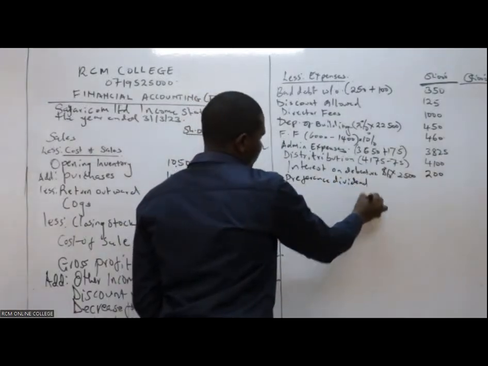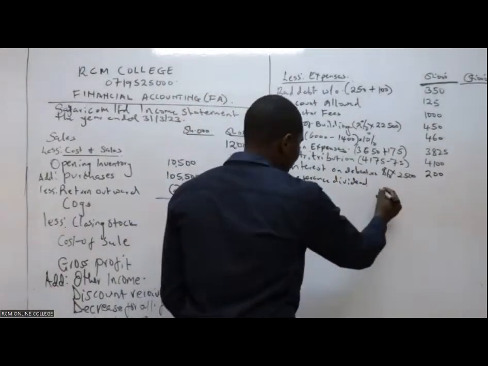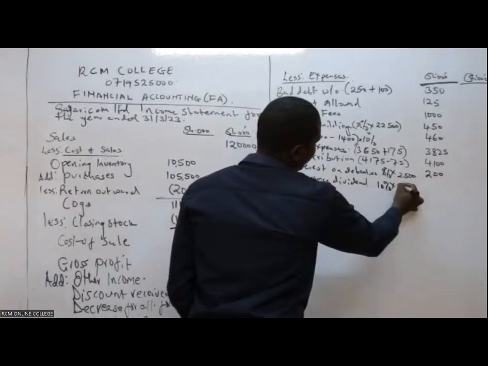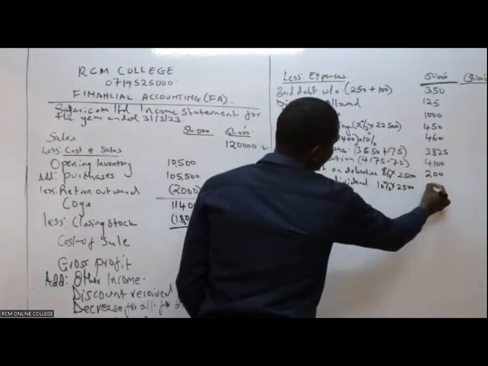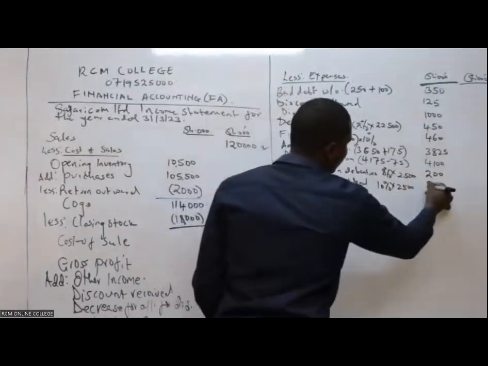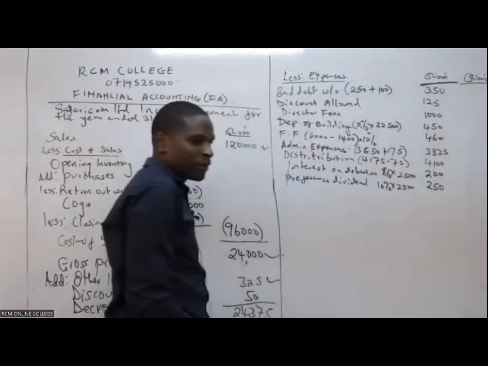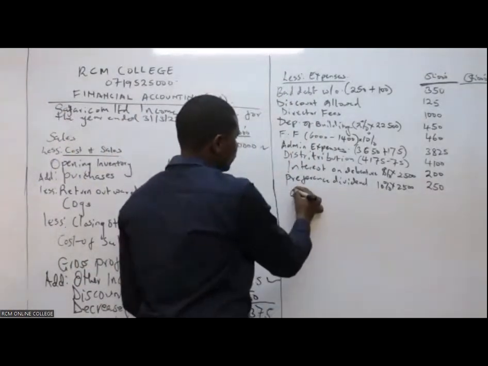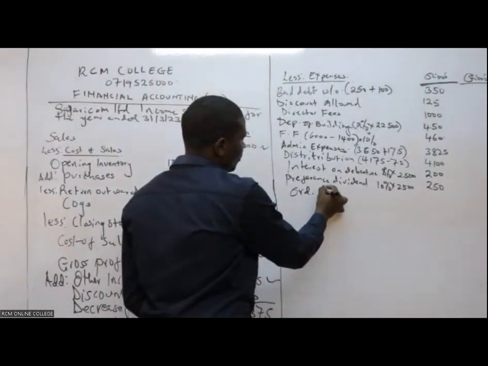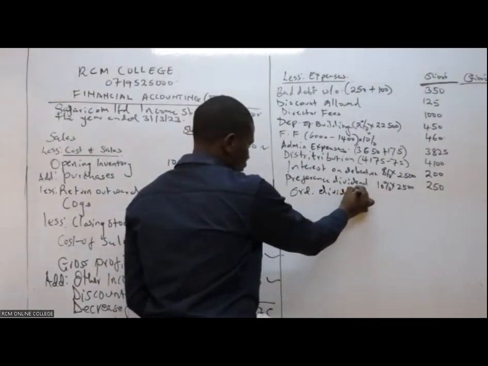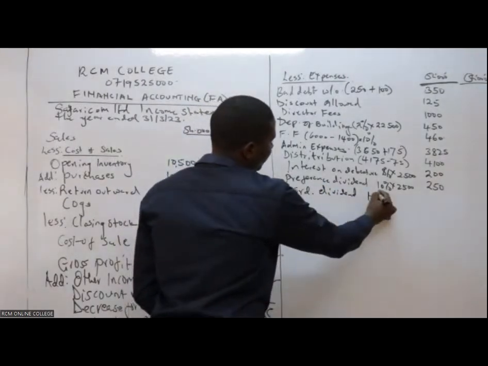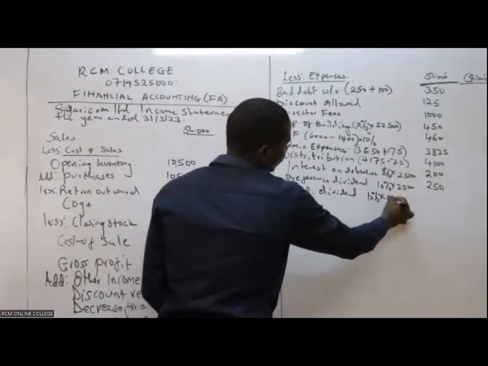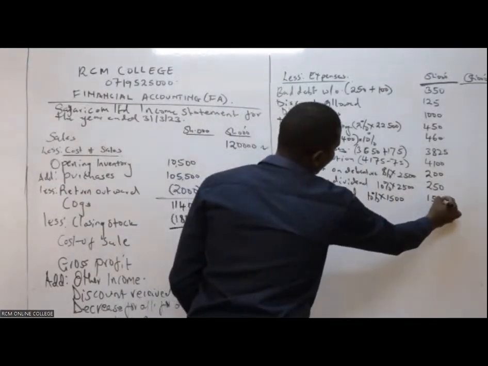Preference dividend, the rate is 10% of 2500. I can see it is just 250. Then for the ordinary share, we have to check the ordinary dividend. That one we are told to take still 10% of the shares, 1500, which will be 150.